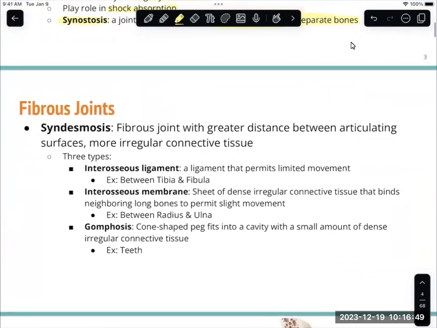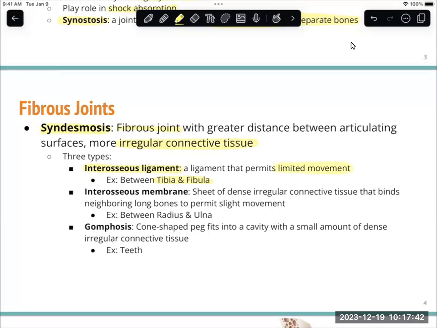The next type is a syndesmosis. This is a fibrous joint, and there's distance between those surfaces of those bones. So we have the interosseous ligament. This is between the tibia and the fibula. So your lower leg, between your knee and your ankle, there's two bones in that lower leg. There's connective tissue, that irregular connective tissue that is like a sheet that holds these two bones together. There's limited movement between that tibia and that fibula. They move very slightly, but that's called an interosseous ligament.